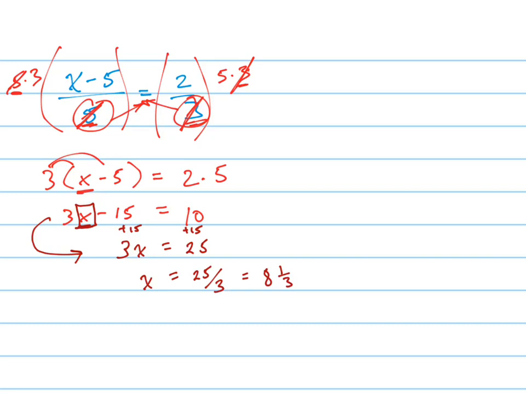So x equals 8 and 1/3, or 25 thirds. So if you use your calculator, it would be 8.3 repeating. Just don't write 8.3, because that would be wrong.